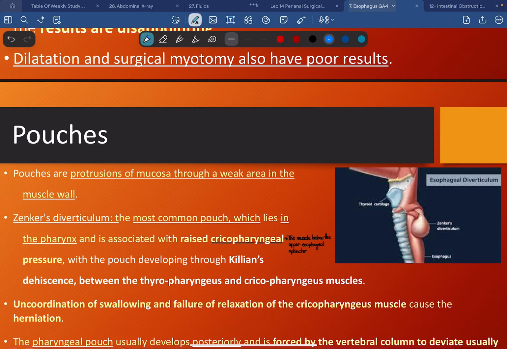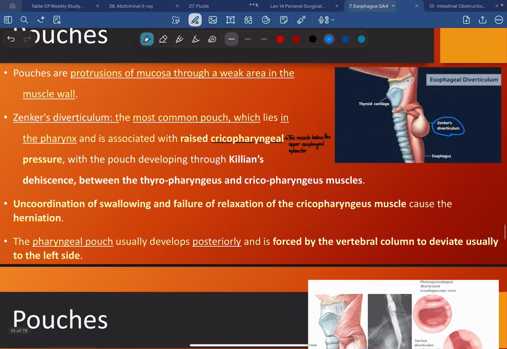Pouches are herniations of the esophageal mucosa through the muscular wall of the esophagus. The most common one is Zenker's diverticulum. It results from a spasm of or a raised cricopharyngeal pressure. The cricopharyngeus is the upper esophageal sphincter. In these cases, it has very high pressure, which results in this herniation. The herniation is usually posterior, but it deviates to one of the sides, usually the left, because of the vertebral column.